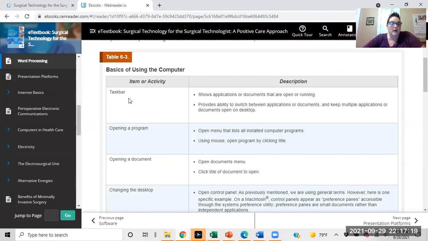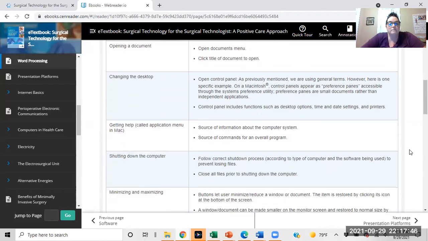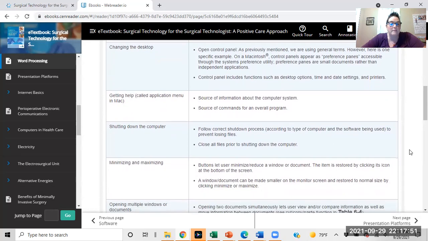You know, you've got your taskbar across the top, opening a program, opening a document, you know, click on the title of it to open it, changing the desktop, using the control panel. And depending on Macintosh, you've got those preference panels. And then the open panel across the top of a PC. Getting help, there's different help applications on both a PC and a Mac.